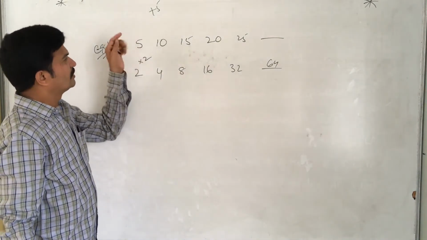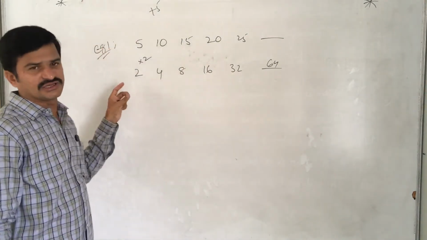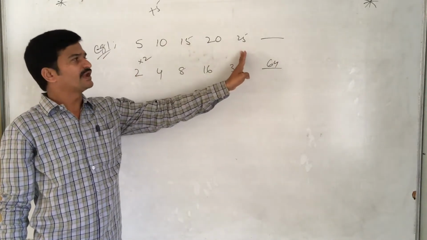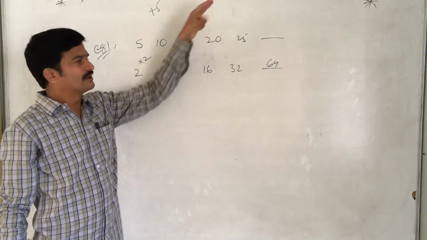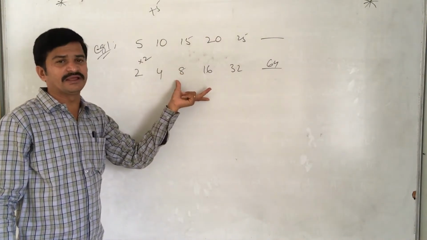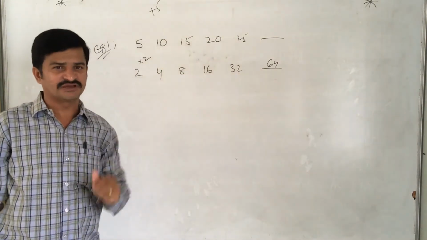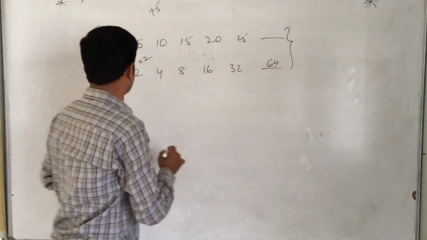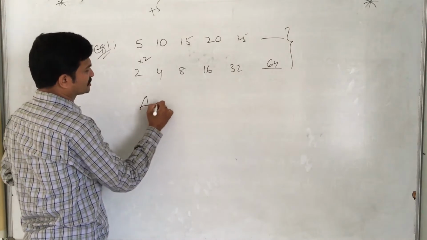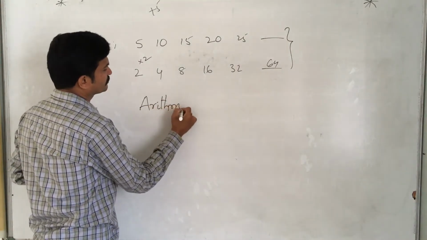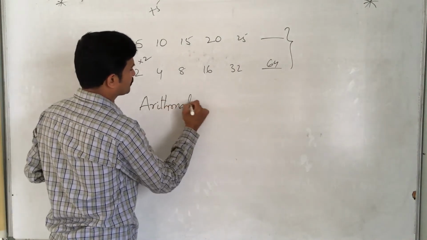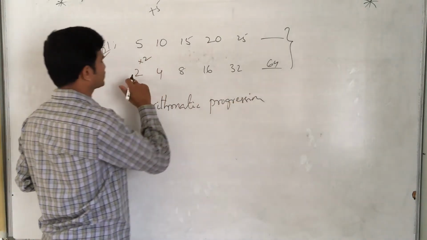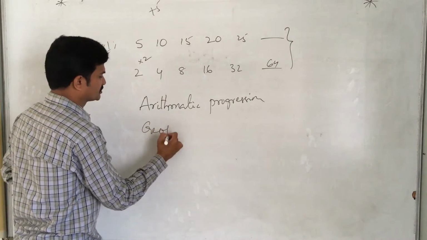So this is also a progression and this is also a progression. But this progression is obtained by adding a fixed number, and this progression is obtained by multiplying the preceding term by a fixed number. So basically we have two progressions here: arithmetic progression, and coming to this one, geometric progression.